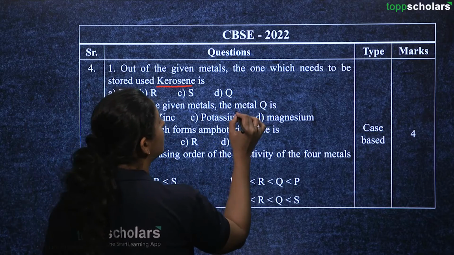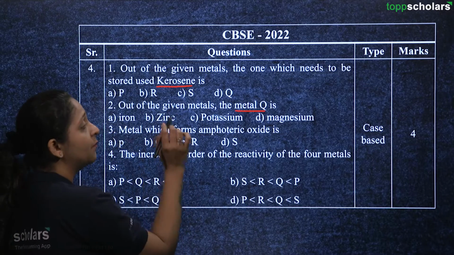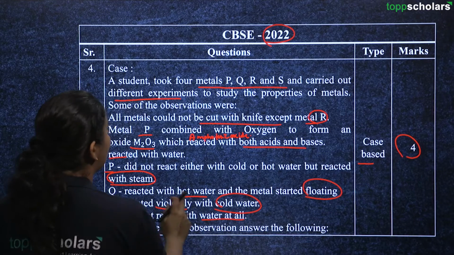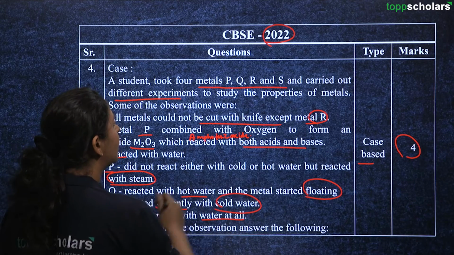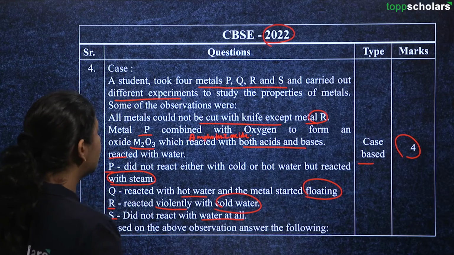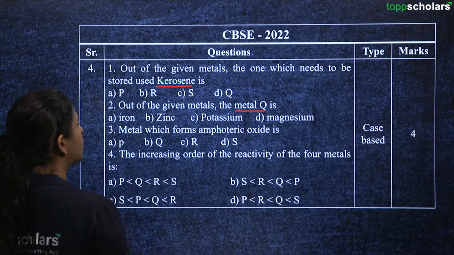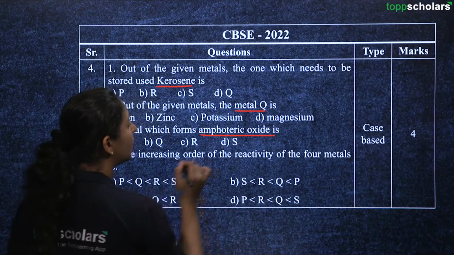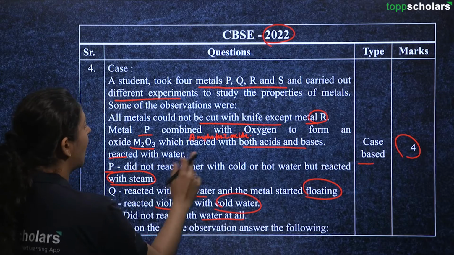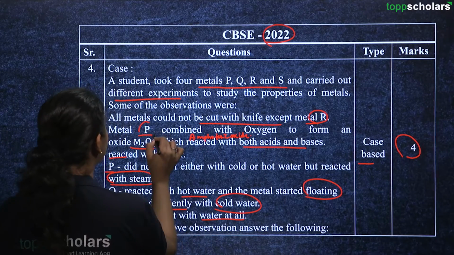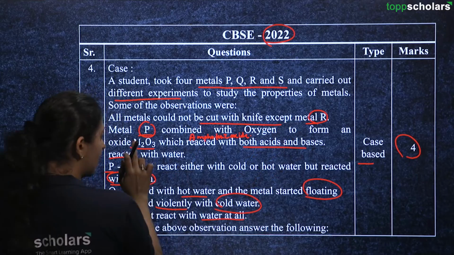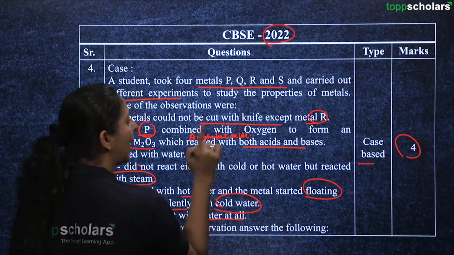Out of the given metals, the metal Q is iron, zinc, potassium or manganese. What information have they given about Q? It reacted with hot water and the metal started floating. That is the information they have given you about Q, right? So accordingly, you have to select the correct option. Metal which forms amphoteric oxide. Amphoteric oxide is formed by your metal P. It combines with oxygen to form a metal oxide which reacts with both acids and bases.